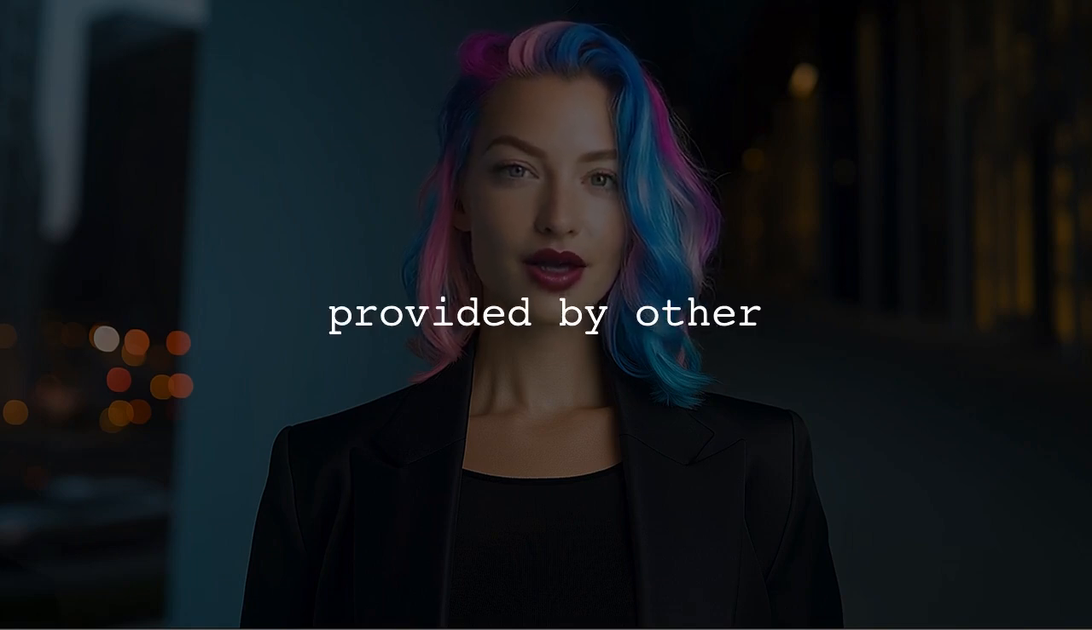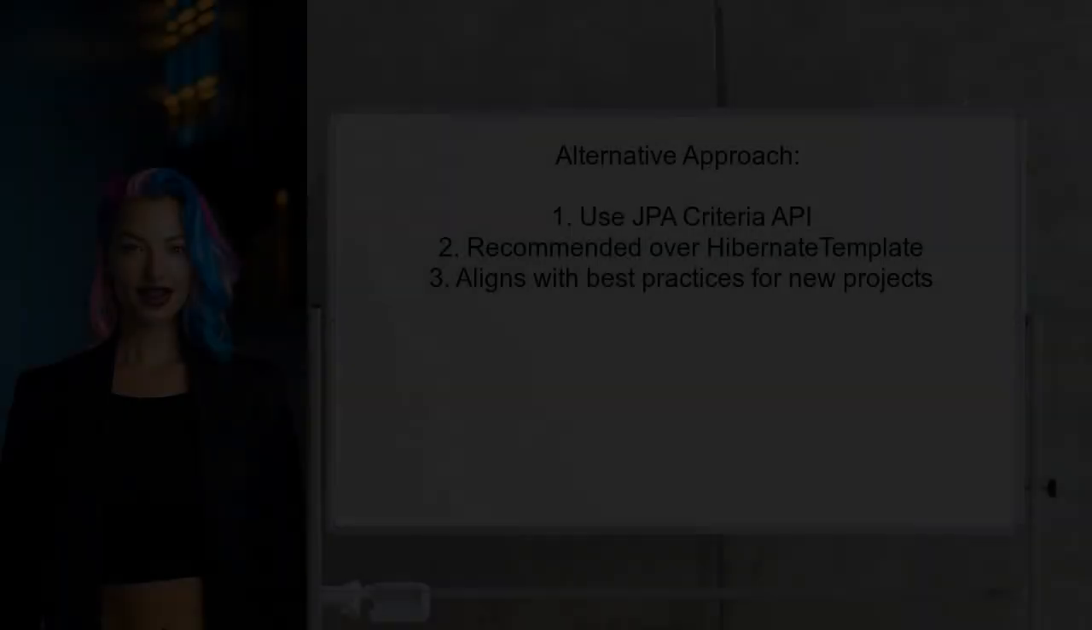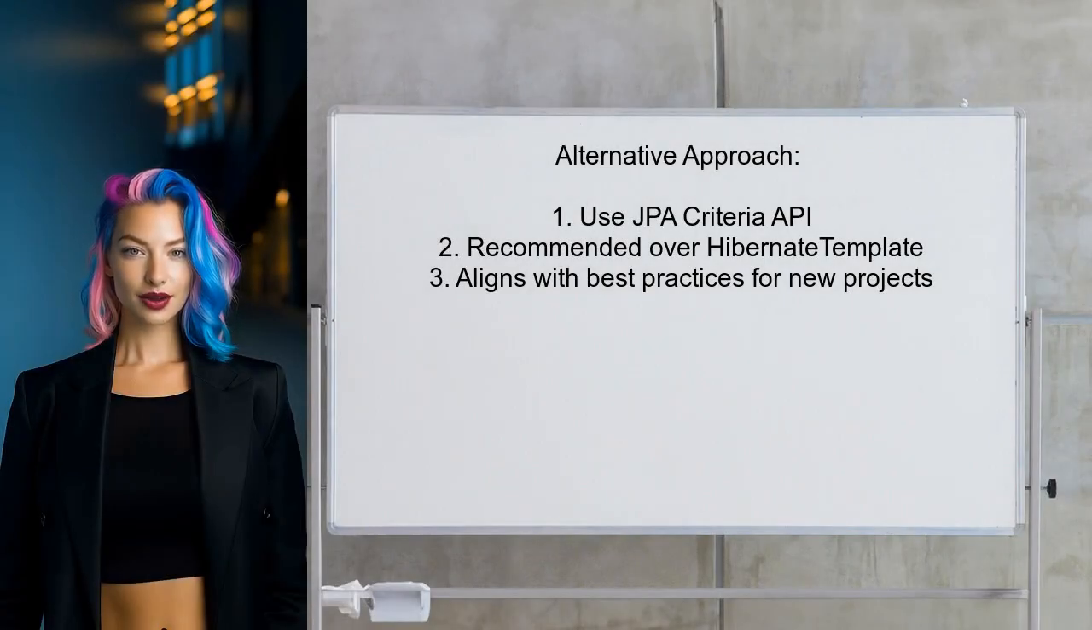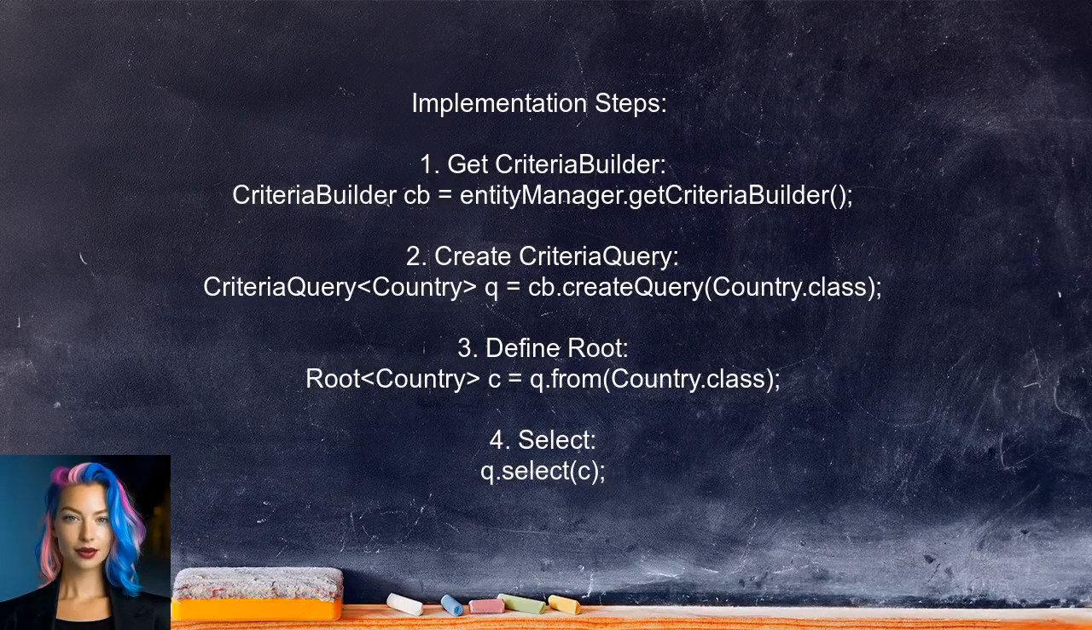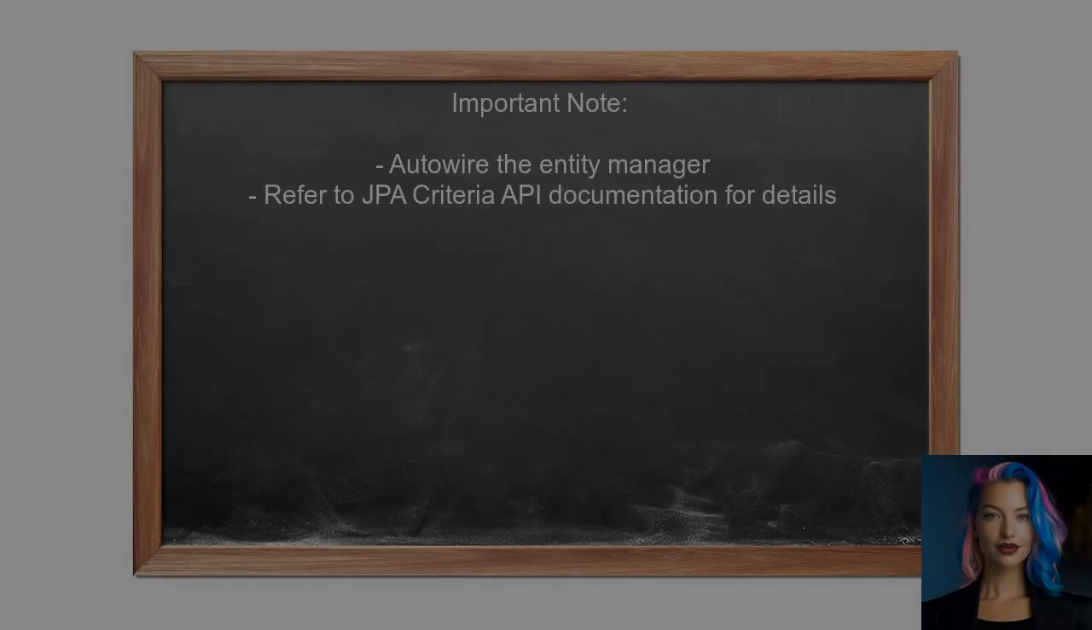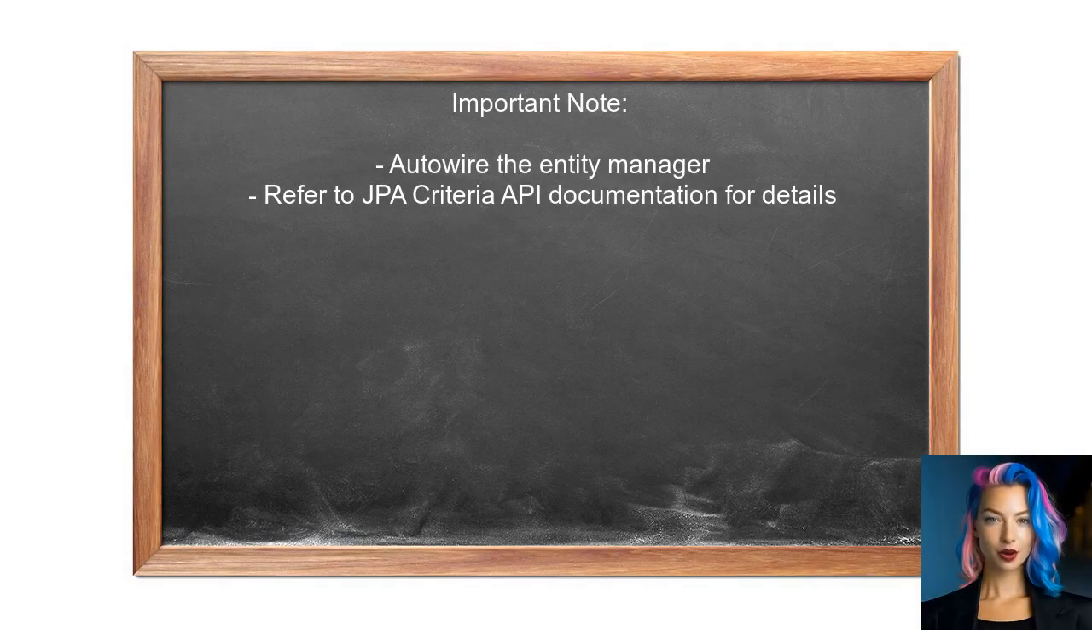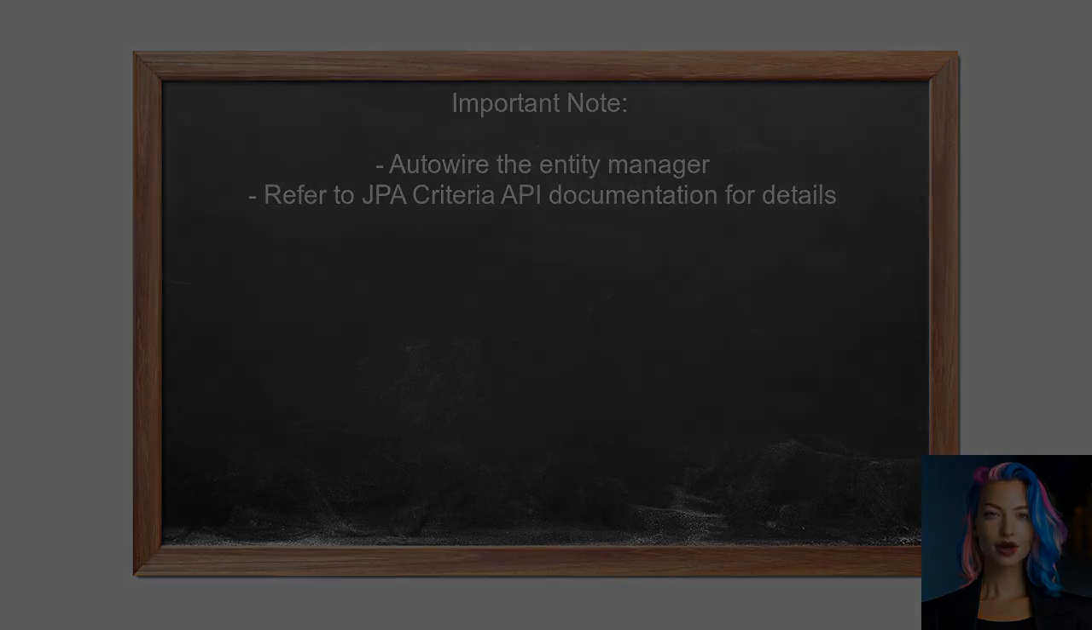Now let's look at the answers provided by other users. An alternative approach suggests using the JPA Criteria API for your Spring Boot application. This method is recommended over Hibernate template for new projects as it aligns with current best practices. To implement this, you can use the criteria builder to create a criteria query. First, obtain the criteria builder from the entity manager, then create your query and define the root entity. Make sure to auto-wire the entity manager in your class to access these features. For more details, refer to the JPA Criteria API documentation.